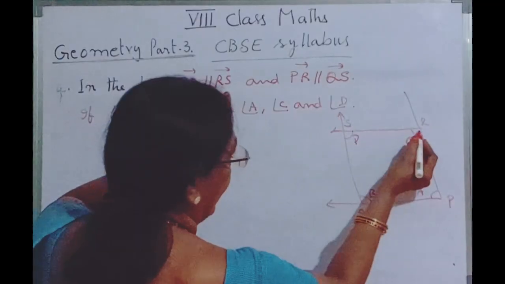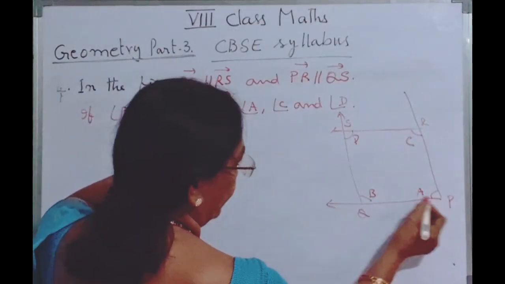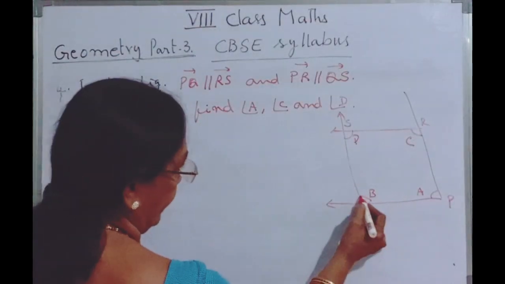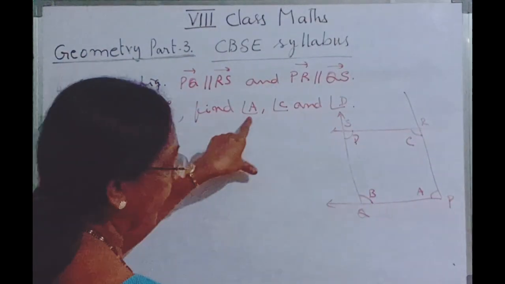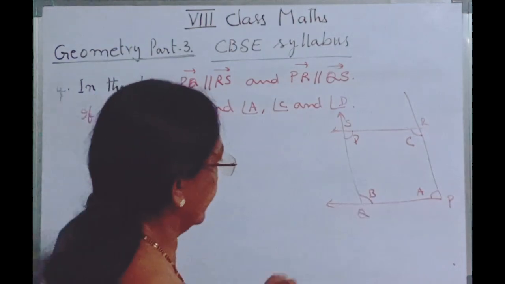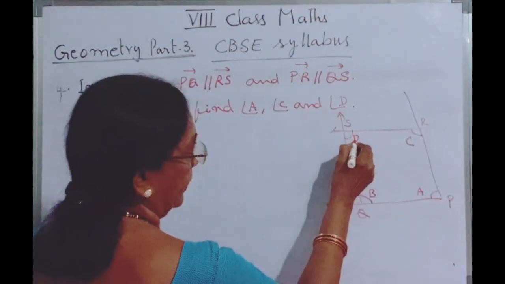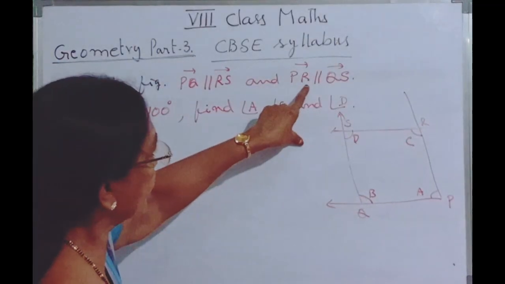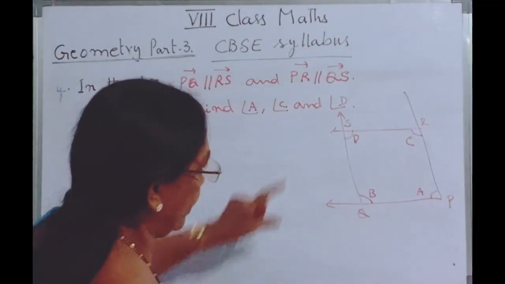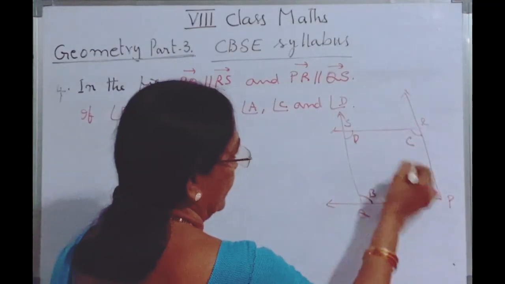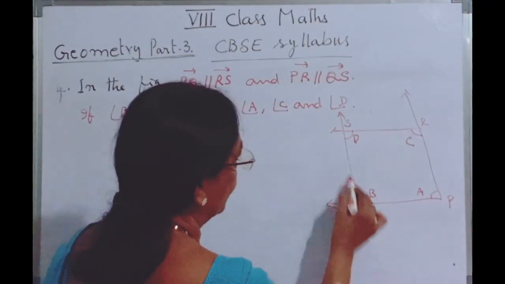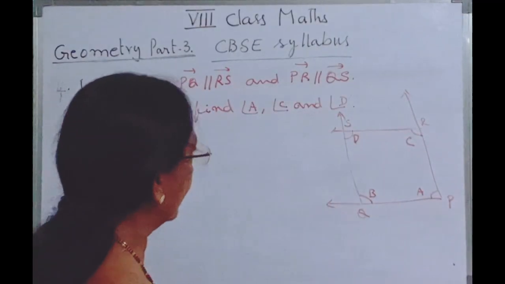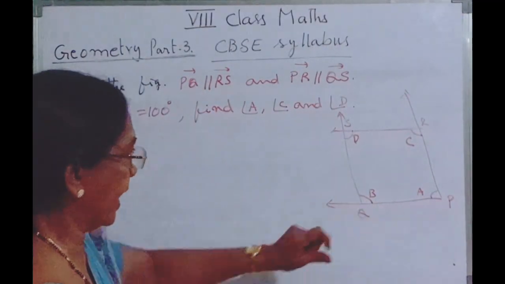So next problem, in the figure PQ is parallel to RS. If angle B is equal to 100, find the other angles A, C, D. Find the other three angles. PQ is parallel to RS and PR is parallel to QS. So these two are parallel and these two are also parallel. Angle B is given as 100 degrees.